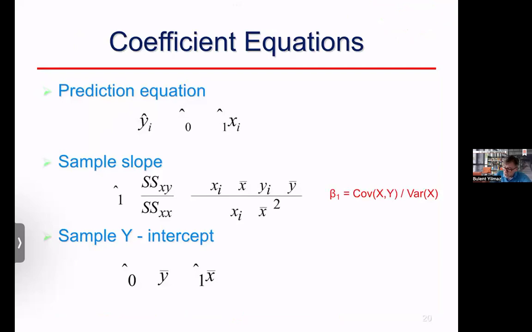This is my prediction equation: beta 0 hat plus beta 1 hat times xi. This is my independent variable. This is my prediction, or predictor, or outcome, or dependent variable. So beta 1 is the covariance of x and y divided by the variance of x.